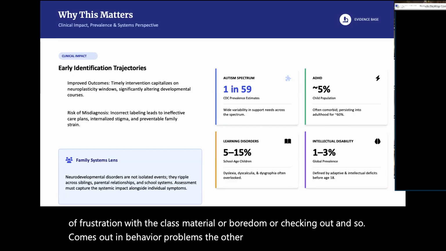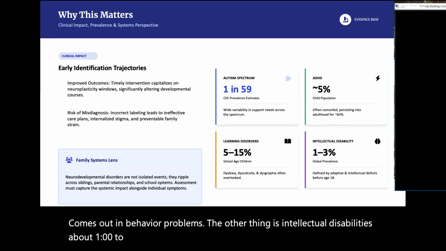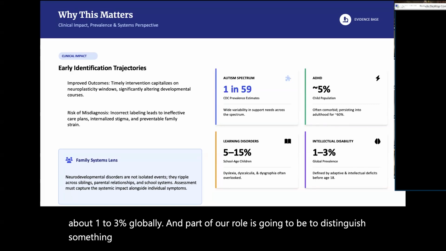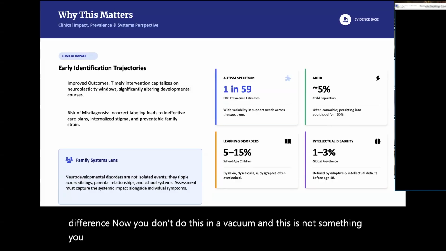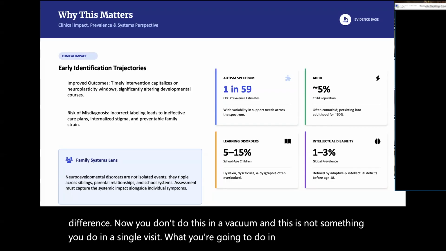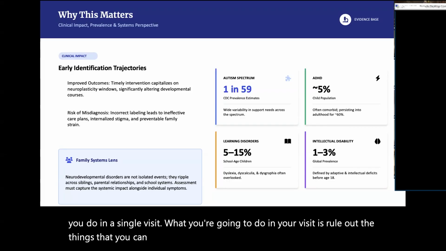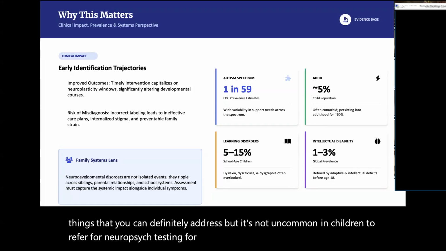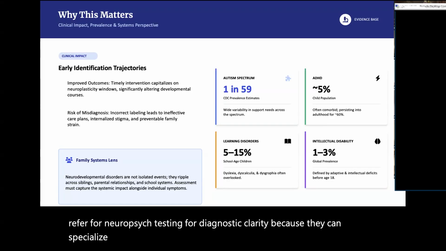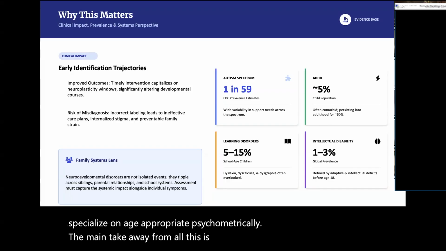The other thing is intellectual disabilities, about 1 to 3% globally. And part of our role is going to be to distinguish something like intellectual disability from a learning disorder or a language difference. Now, you don't do this in a vacuum, and this is not something you do in a single visit. What you're going to do in your visit is rule out the things that you can definitely address, but it's not uncommon in children to refer for neuropsych testing for diagnostic clarity because they can specialize on age-appropriate psychometrically valid tests.